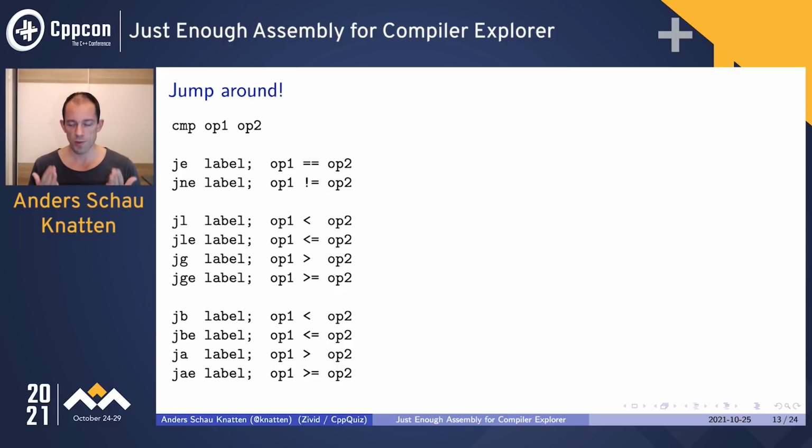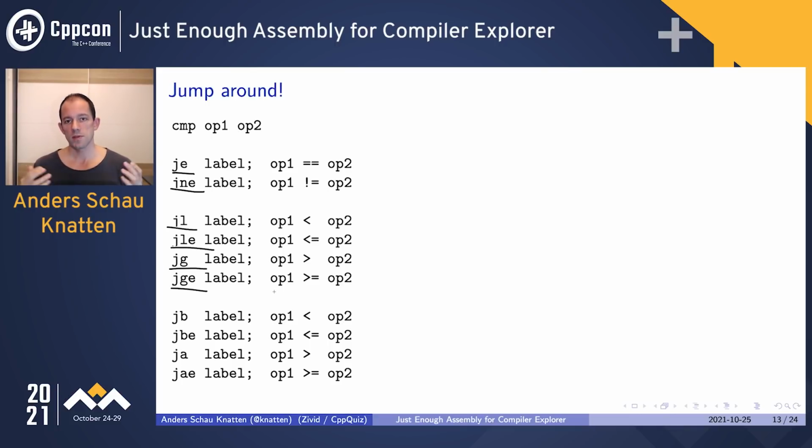Talk a bit about the various types of comparisons. CMP is just the single comparison thing. We just compare these two and all the metadata gets stored away. And then afterwards, you can decide what to do. So you can jump if equal, you can jump if not equal, and you can jump if it was less or equal, greater or equal, all nice stuff like that.